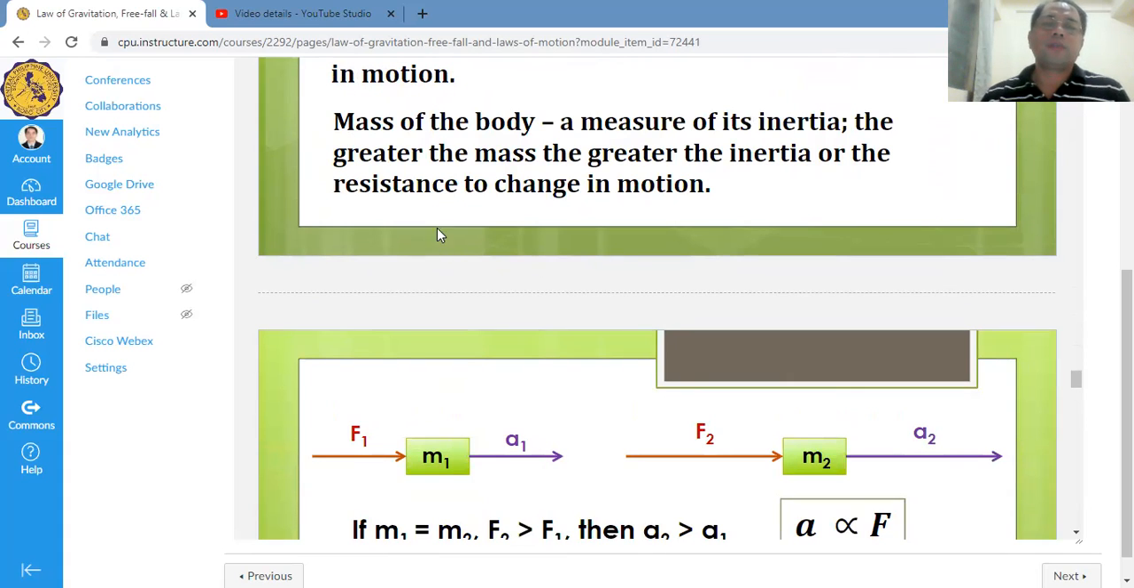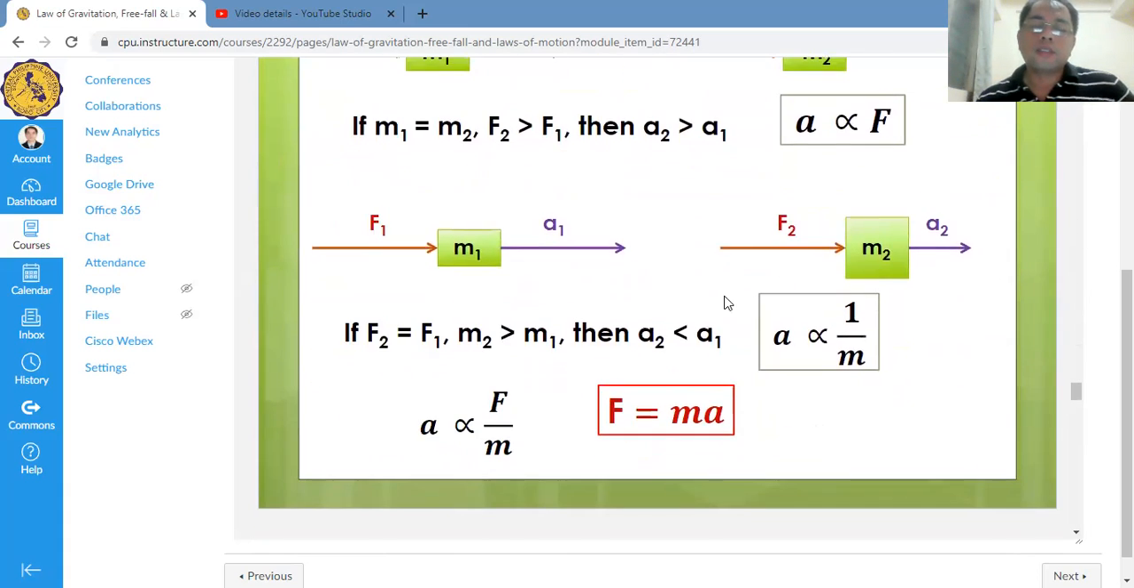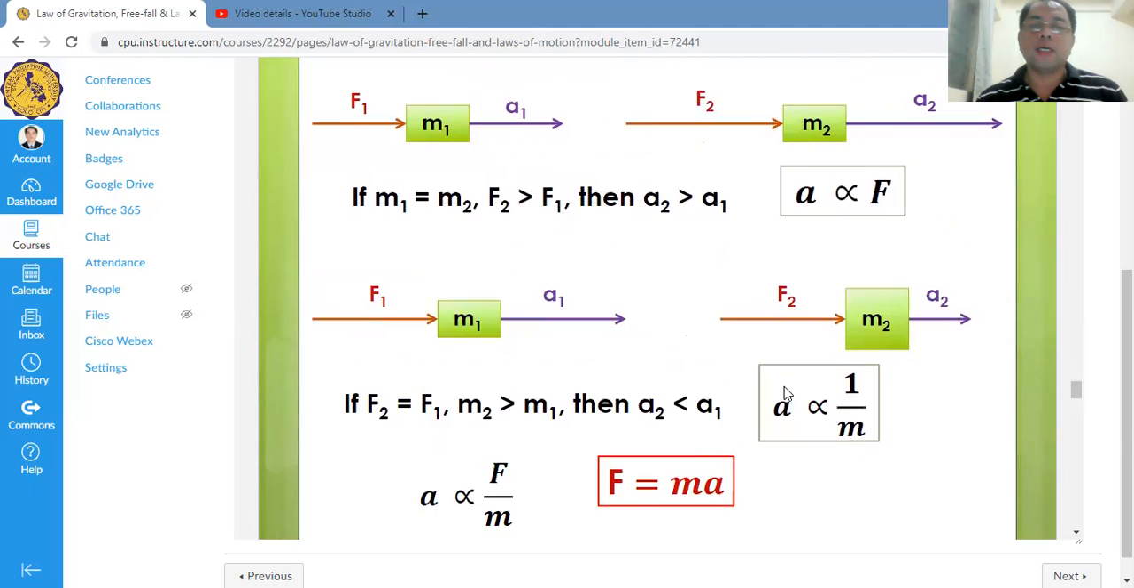Now again, bodies with greater mass have a greater tendency to remain as they are. They call it the measure of inertia. Now the second law is known as the law of acceleration, and it is expressed in this equation: the net force is equal to the mass times the acceleration.